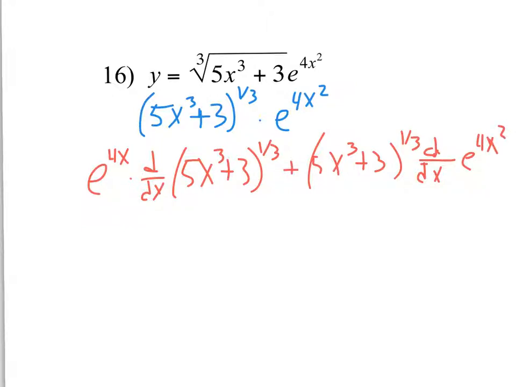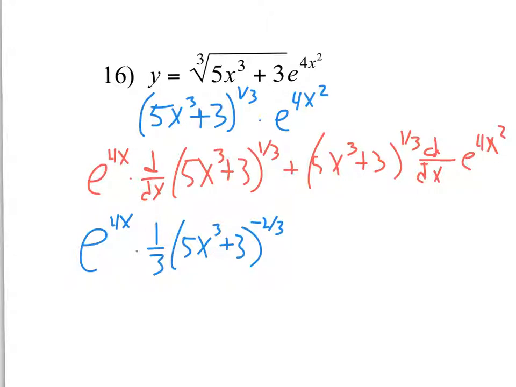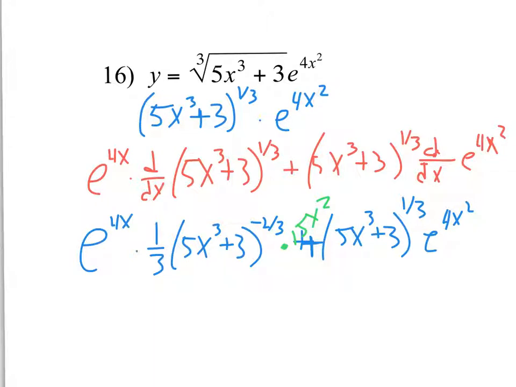Okay, first part, we've got e to the 4x, and the derivative of this is going to be 1/3 5x to the third plus 3 to the negative 2/3. And then, sorry, I forgot the chain rule for that, times 15x squared. And then we're going to have plus 5x to the third plus 3 to the 1/3 times the derivative of e to the stuff, which is e to the stuff, 4x squared, and then times the derivative of the stuff, which is going to be 8x.